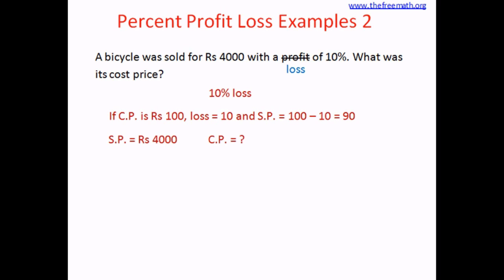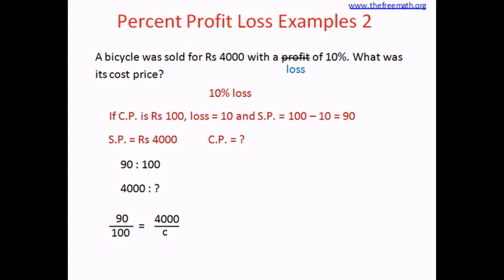And in the problem, the selling price is 4,000 and we have to calculate the cost price. So let's write down the ratios of the selling price to the cost price, which would be 90 to 100. If the selling price is 90, the cost price is 100. If the selling price is 4,000, what is the cost price? If you write these ratios as fractions, the equivalent fractions would be 90 over 100 equals 4,000 over C. C is the variable for the cost price.